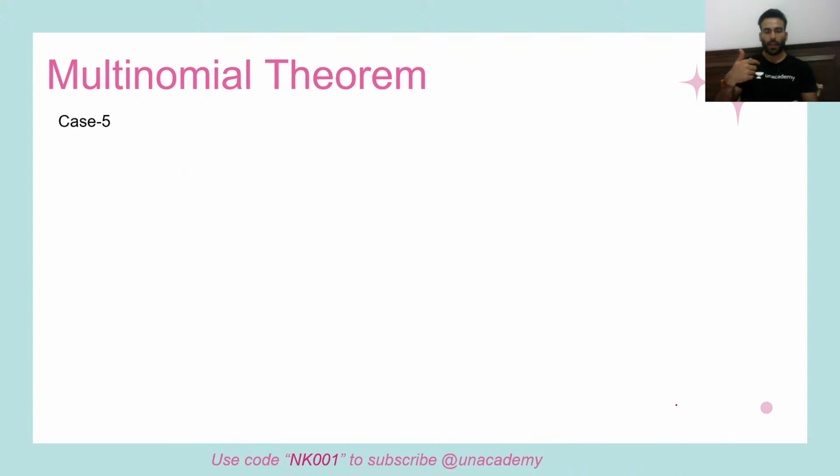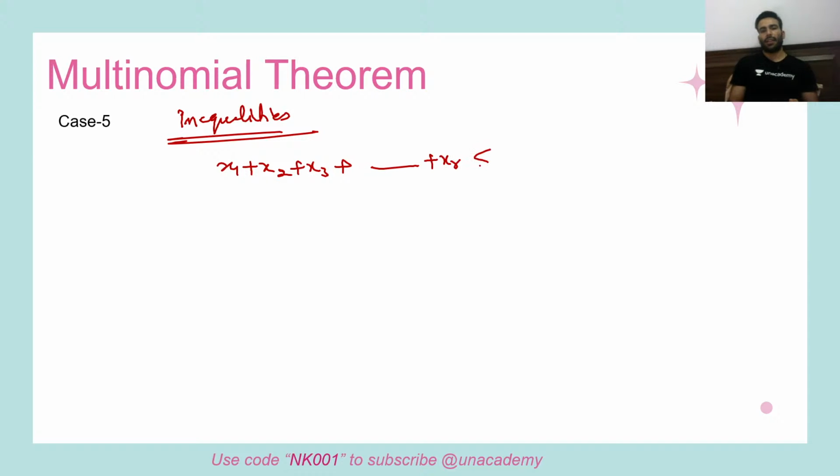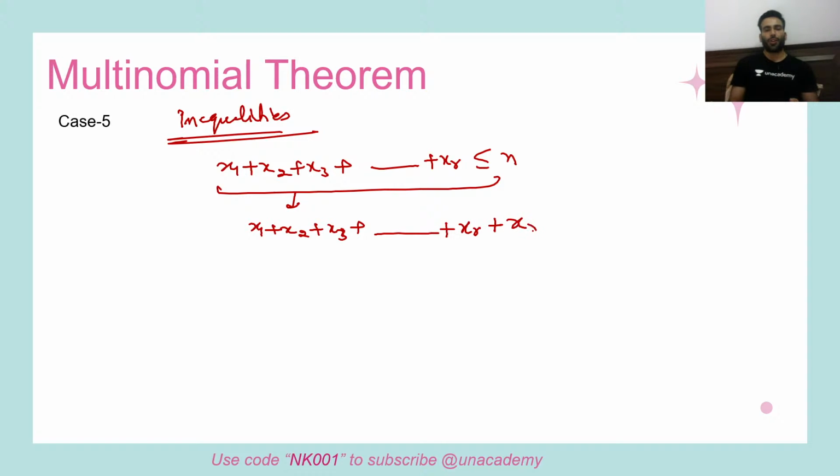Fine. Let's come to case number 5. This case is for inequalities. Let's say there is an inequality like this. We convert this into an equality. And how can we convert this into an equality? We introduce a new variable, and this variable can have values more than or equal to 0, so basically non-negative values.